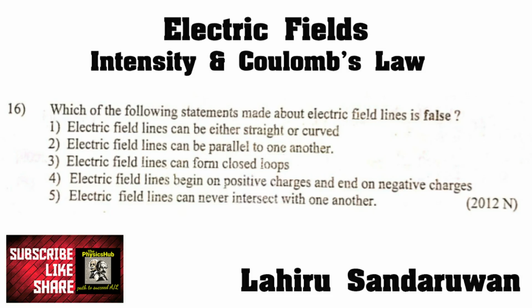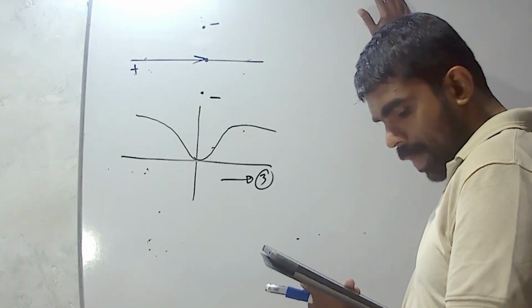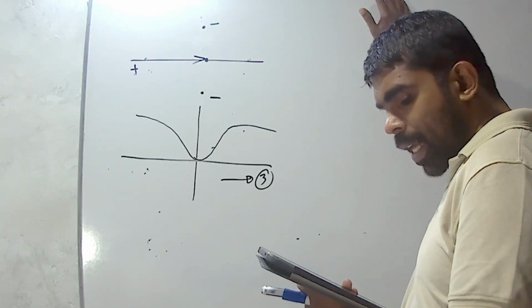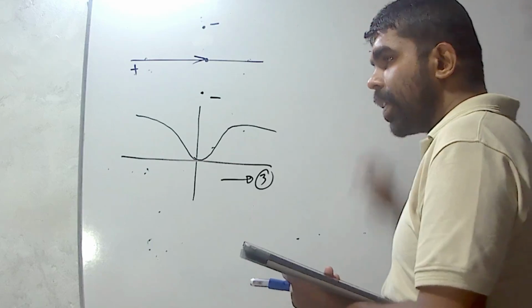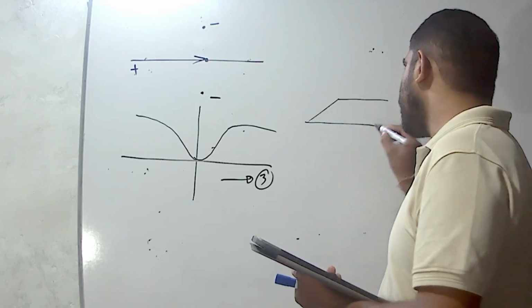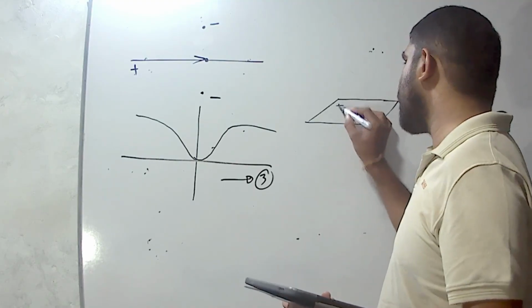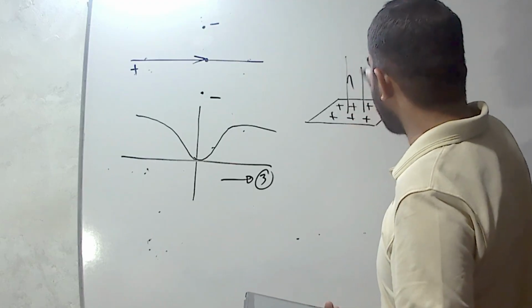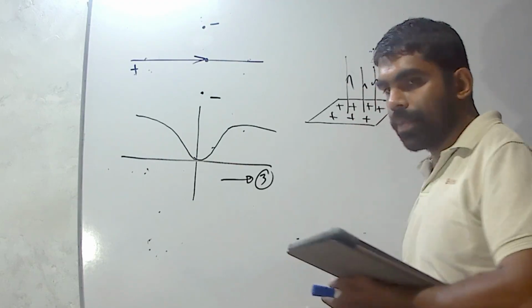Which of the following statements made about electric field lines is false? Electric field lines can be either straight or curved. Yes, it is correct. You have to find the false statement. Electric field lines can be parallel to one another. Yes, we know that when considering a large charged plate, we know that there are parallel field lines.